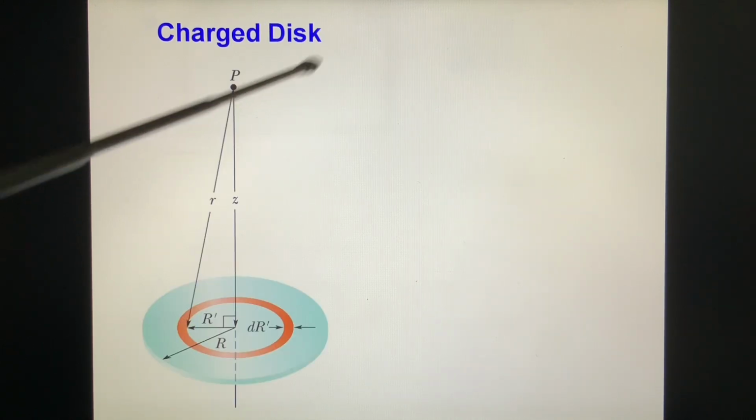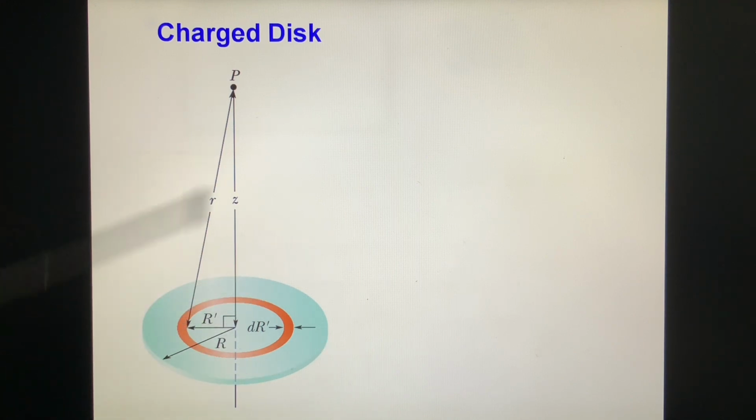Second, a charged disk, with a lot of dQ. We divide this disk into many charge rings. This ring has radius R prime. The distance from every element on this charge ring to P is the same, R. This R equals the square root of R prime squared plus Z squared, where Z is the location of P.